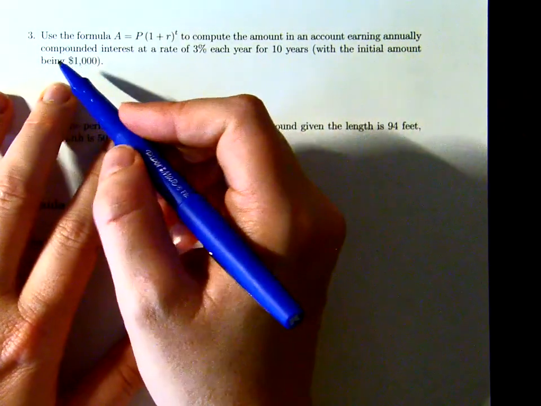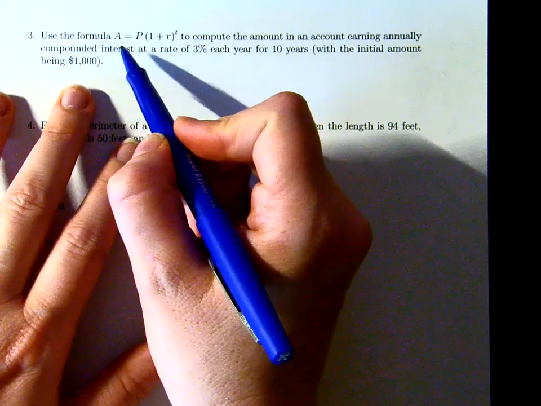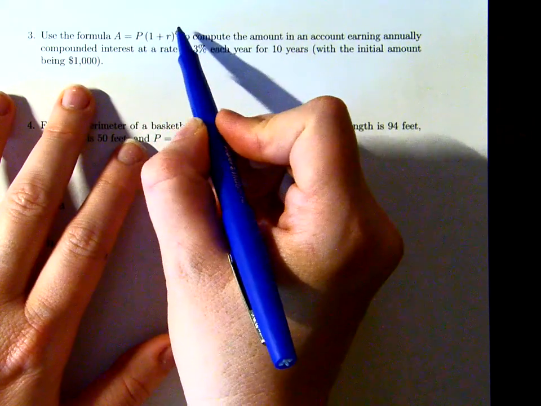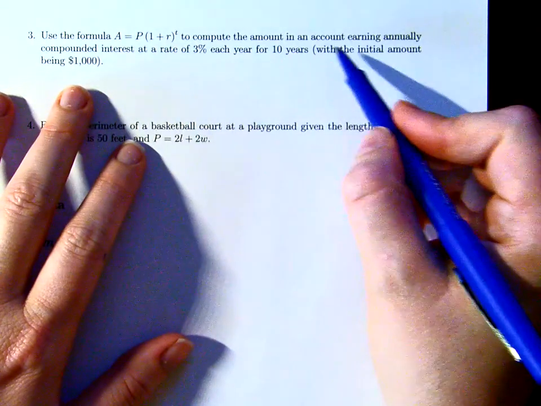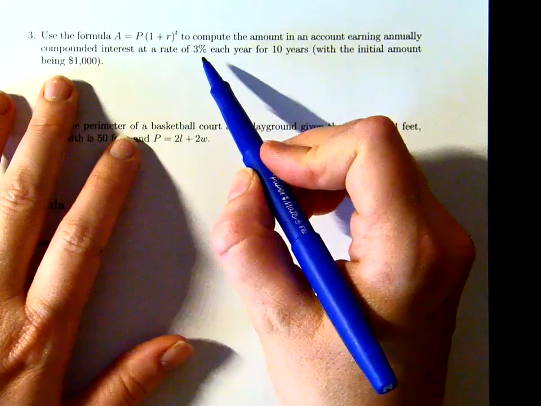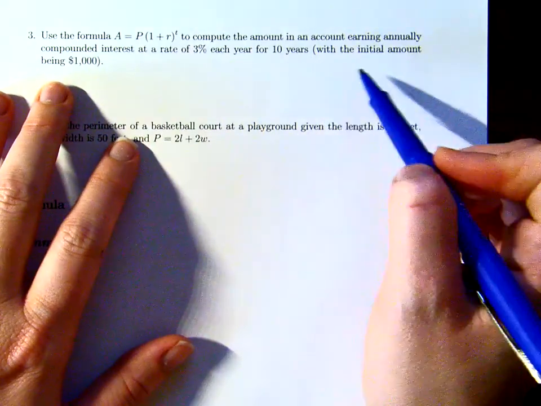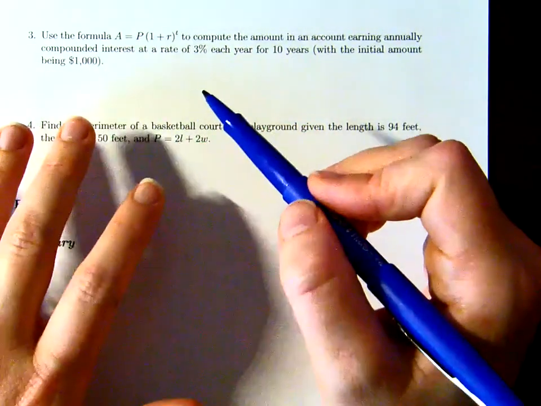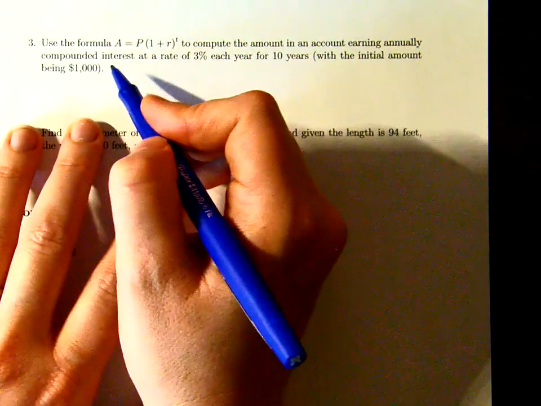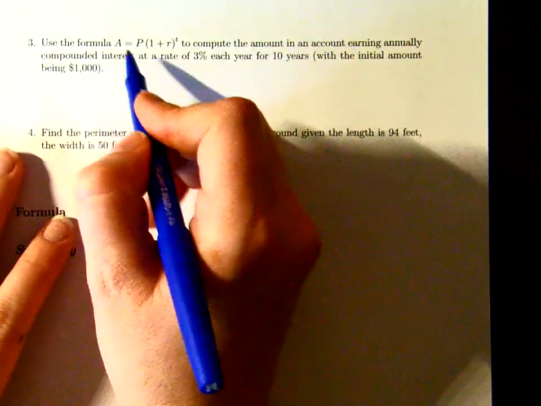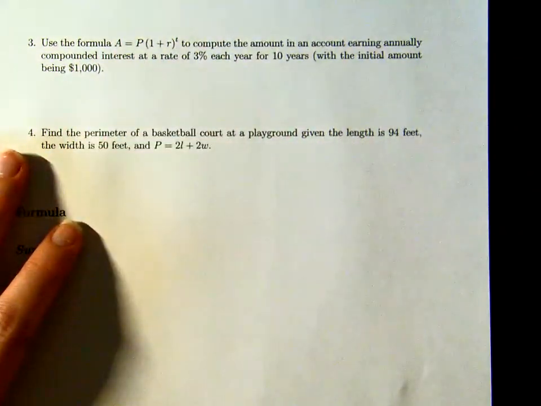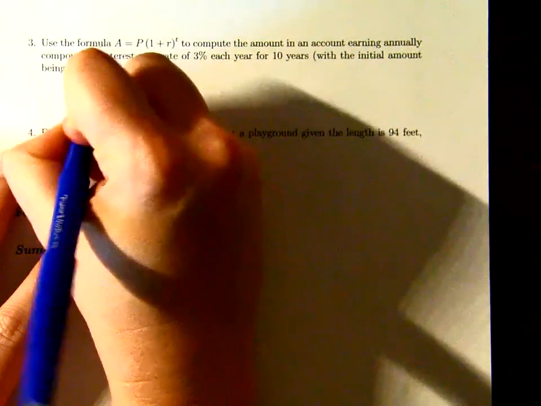It's different for everyone. Use the formula A equals P times the quantity 1 plus R to the T to compute the amount in the account earning annually compounded interest at a rate of 3% each year for 10 years. Okay. Got it. This is compounded interest. So it's very similar to the last problem, except instead of simple interest, we have a new formula where it says compounded. Oh, let's do it.